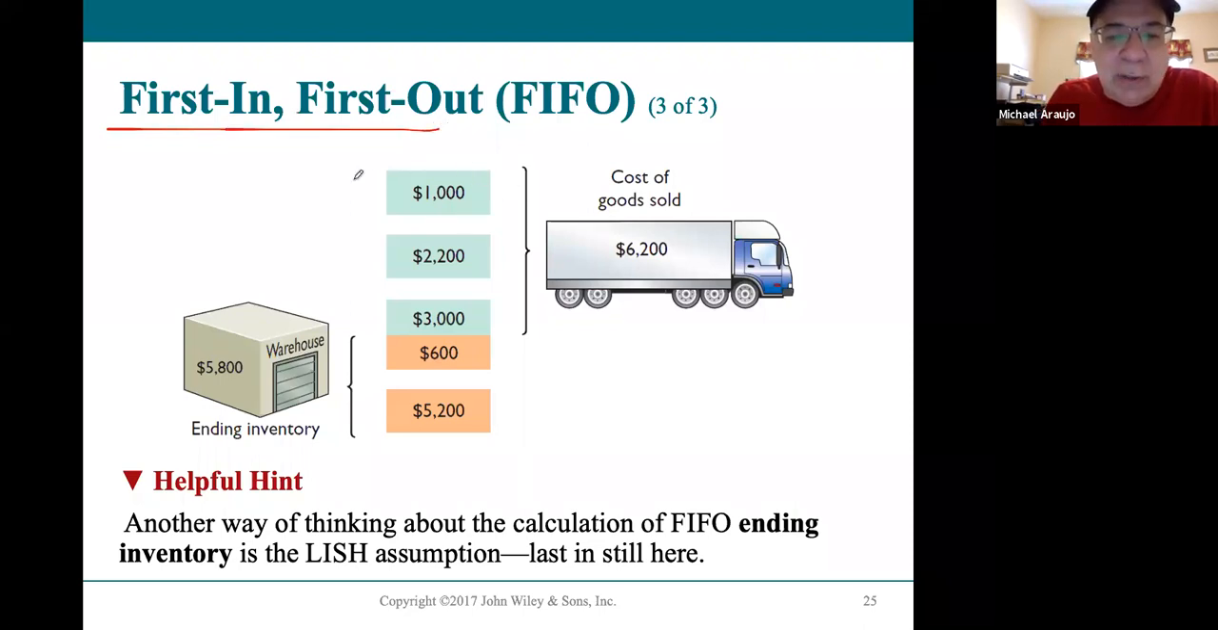And as you see here, this is your beginning inventory of $1,000, right? That 100 that you started with. And then you purchased more in April.